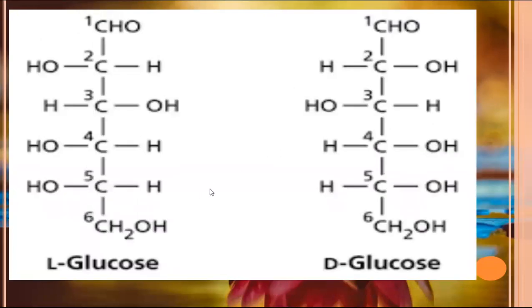Next is glucose types. See, anomers of glucose: L-glucose and D-glucose. L-glucose and D-glucose are mirror images of each other. If L-glucose is observed in a mirror, it appears as D-glucose. So these are the mirror image glucoses. They are also called anomers.